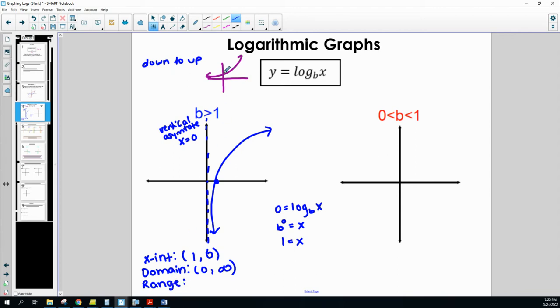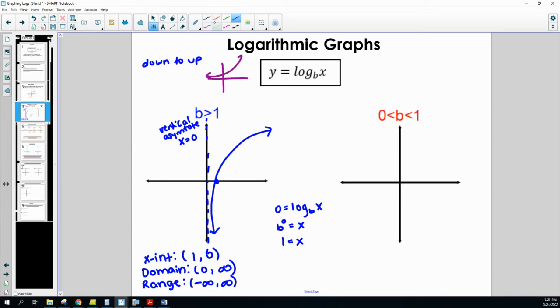because on an exponential graph, the domain is all real numbers. The inverse of that would be that the range of the logarithmic graph will be again all real numbers. So negative infinity to infinity. Now every single log graph has a range of negative infinity to positive infinity. The domain can change depending on how the graph moves, and we'll look at that in a little bit.